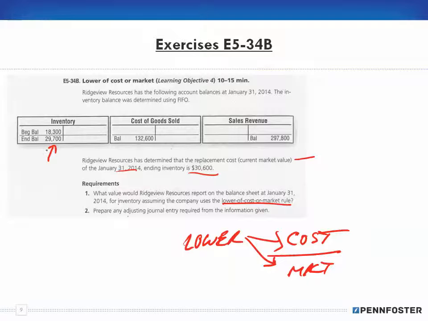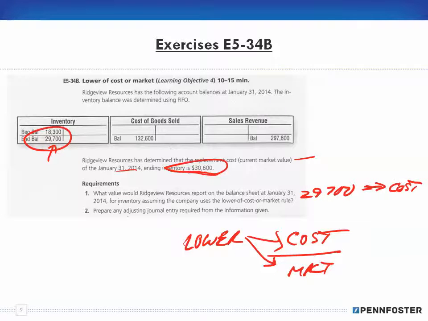Well, in this case here, our cost is $29,700. The market is $30,600. So the lower of the two is going to be this $29,700. That's what's going to end up on my balance sheet. So in answer to question number one, it's going to be the $29,700, which is my cost.